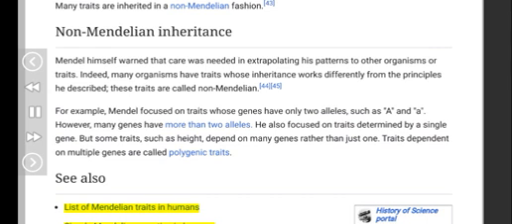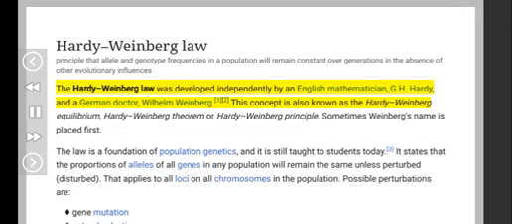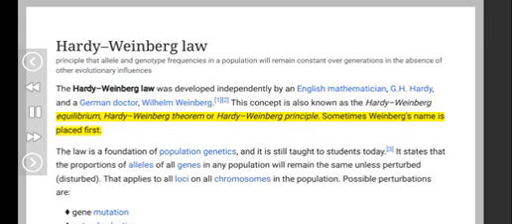The Hardy-Weinberg law was developed independently by an English mathematician, G. H. Hardy, and a German doctor, Wilhelm Weinberg. This concept is also known as the Hardy-Weinberg equilibrium, Hardy-Weinberg theorem or Hardy-Weinberg principle. Sometimes Weinberg's name is placed first. The law is a foundation of population genetics, and it is still taught to students today.